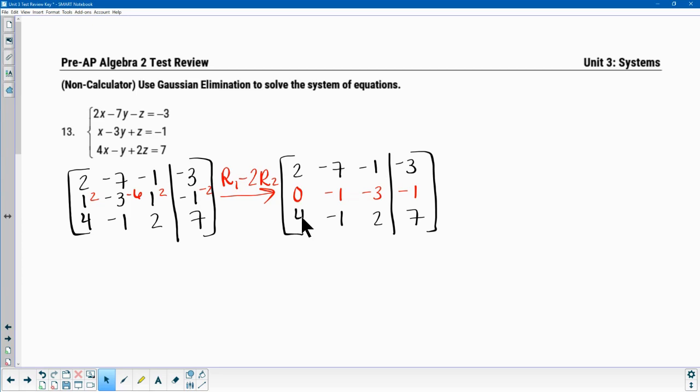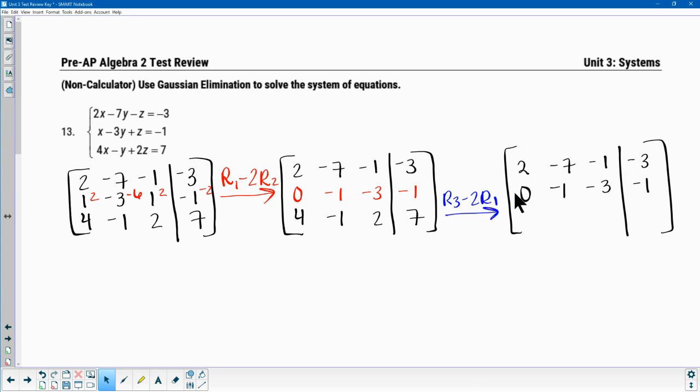Well, I have a 4, so what I can do is row 3 minus 2 times row 1. So I'm going to go ahead and apply that. Again, I like to write my values above the number so I don't forget. And I always write the rows that I'm not changing first before I do any multiplication so that I don't get confused. Now I have 4 minus 4 is 0. -1 minus -14 is 13. 2 minus -2 is +4. And 7 minus -6 is +13.